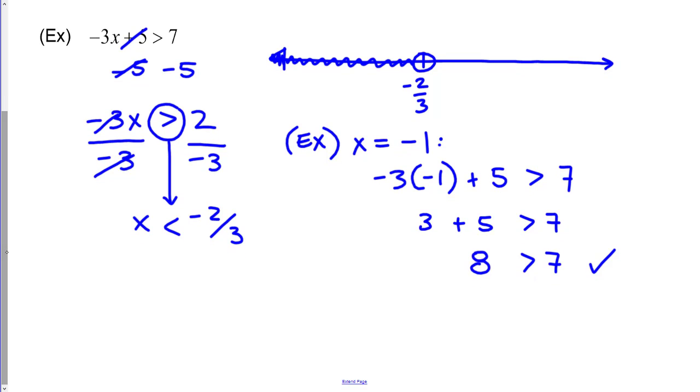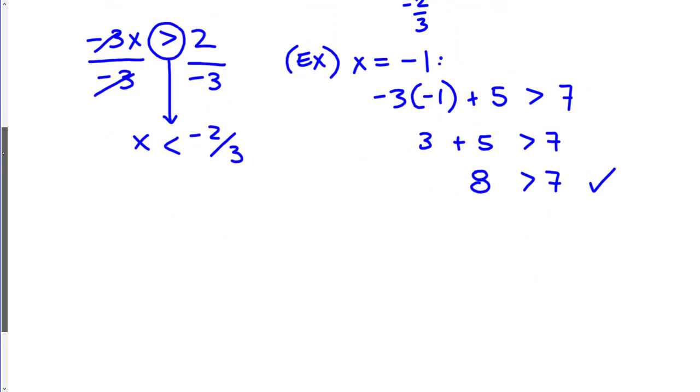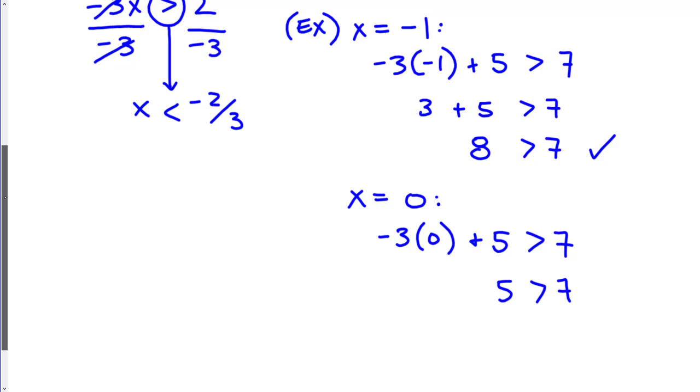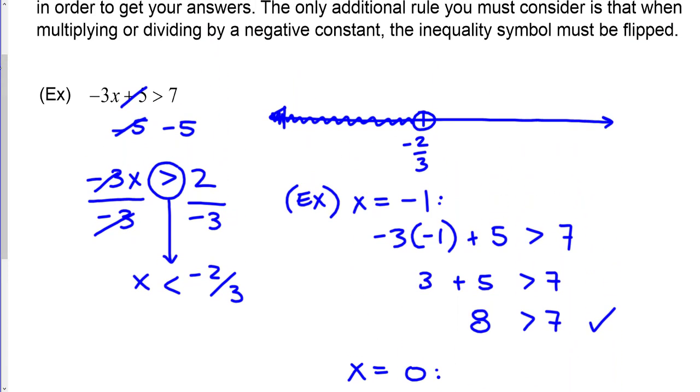However, if I choose a value that's greater than negative 2/3, let's say, for instance, 0, and plug this into the original inequality, negative 3 times 0 plus 5 should be greater than 7. But negative 3 times 0 is 0, plus 5 is just 5. But that's not greater than 7. That's an untrue statement. So any number for x that is greater than or equal to negative 2/3 would lead to an untrue statement. Any value that's less than negative 2/3 would lead to a true statement.